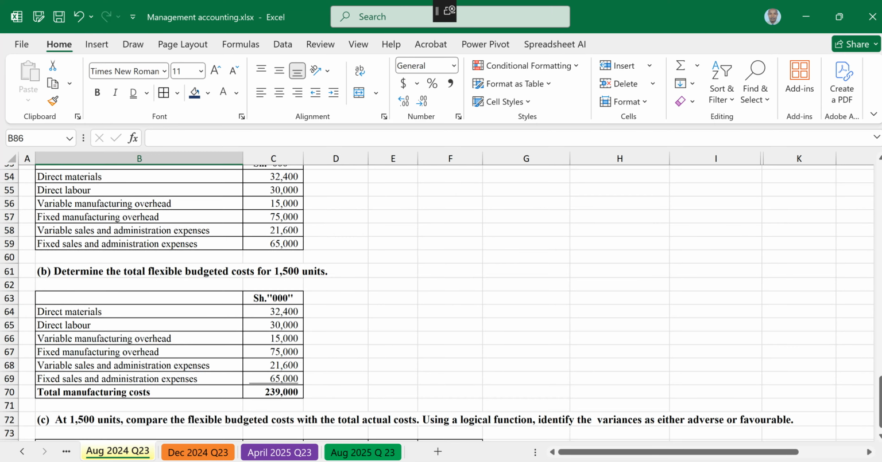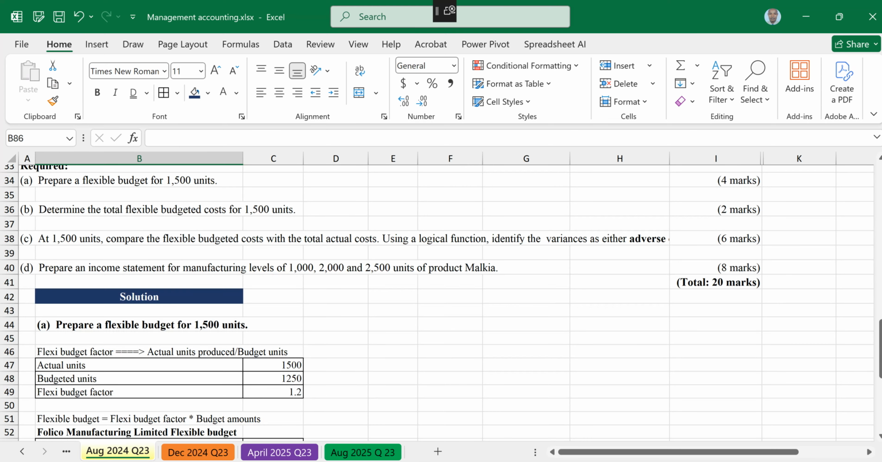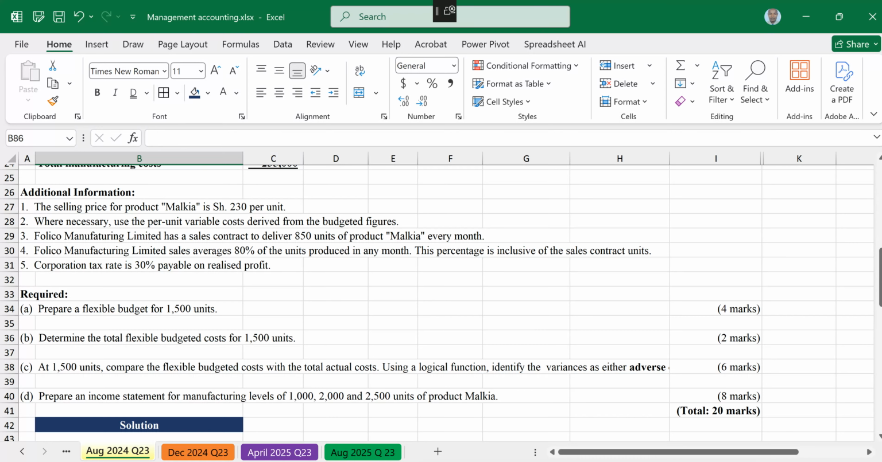Now there is a statement here where they said that the selling price per unit for product Malkia is 230. Where necessary, use the per unit variable cost derived from the budgeted figures. There is a sale contract to deliver 850 units, and Folco Manufacturing Limited sales average 80% of the units produced in every month. This percentage is inclusive of the sale contract units. So we want to start by getting the per unit variable cost from the budgeted figures.